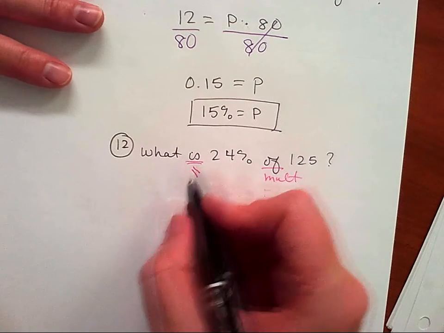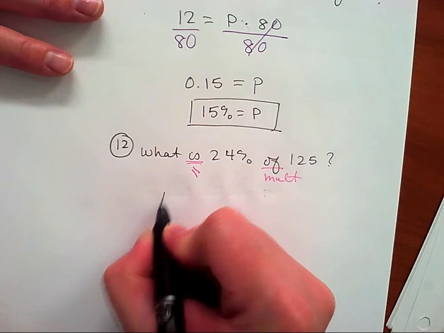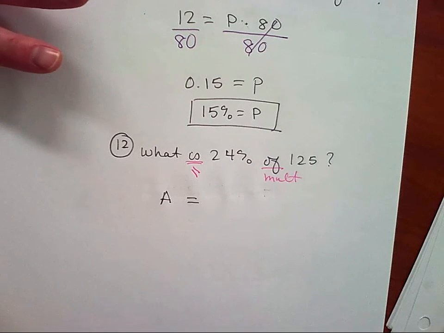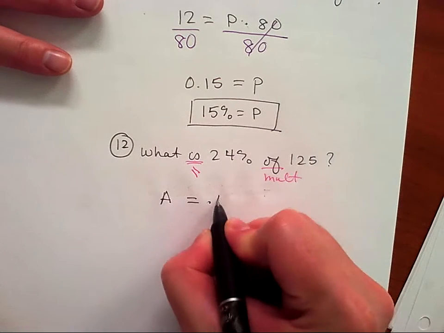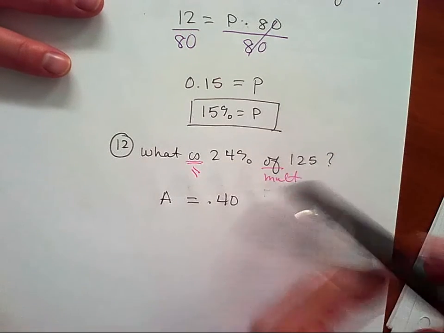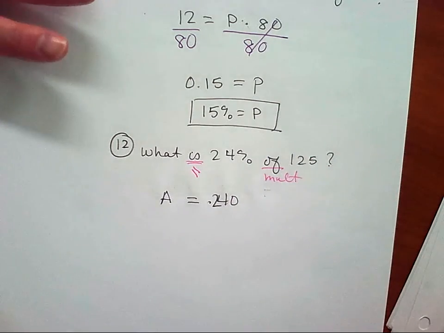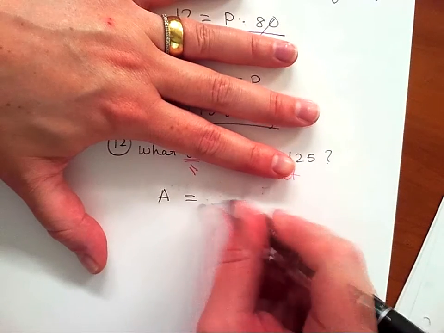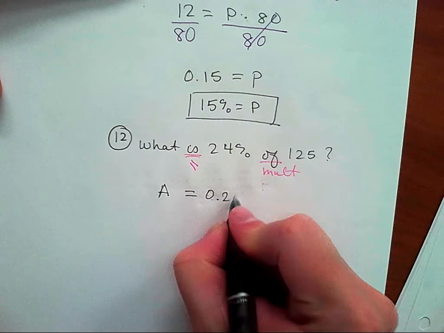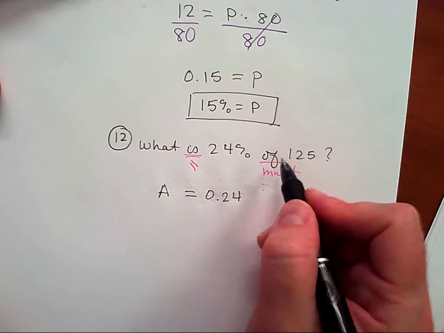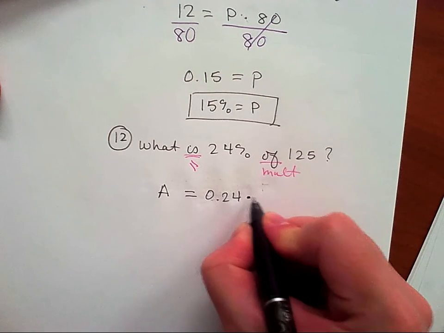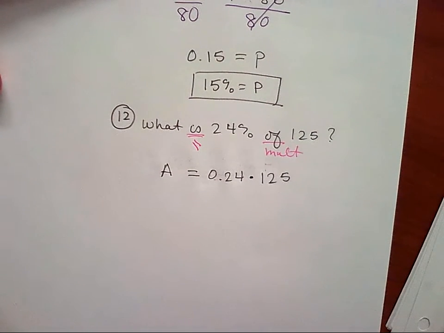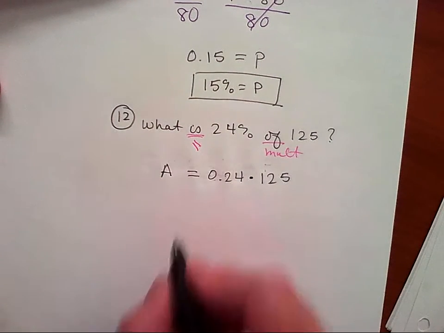Okay, so what is, we'll call it the amount, is 24%. Change that to a decimal. What is it? 0.24. Of is multiplication. So I'll do the dot. Of 125. What is it? 30.